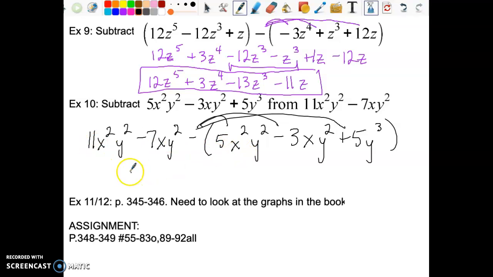So 11 minus 5 is 6. Negative 7 minus negative 3 is really negative 7 plus 3, which is negative 4. And then distributing that minus just makes it minus 5y cubed.